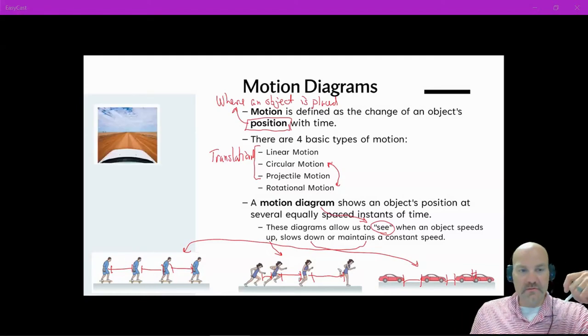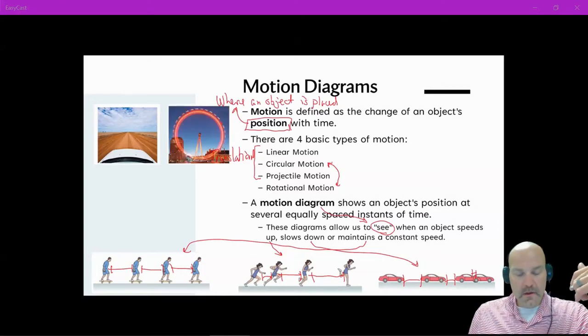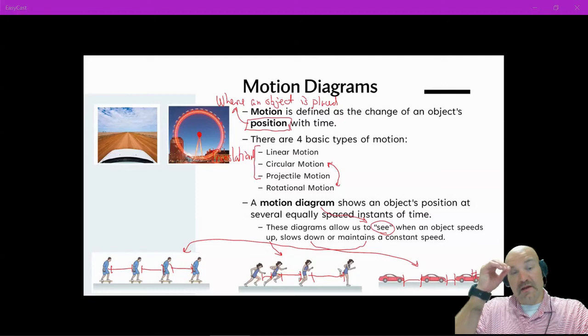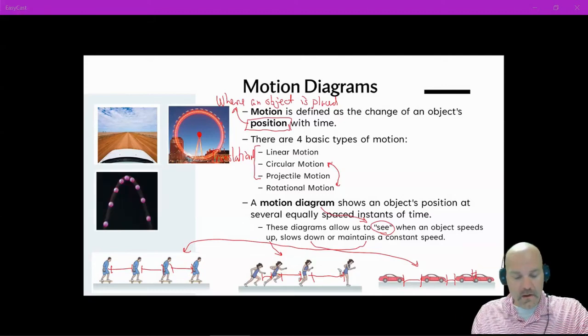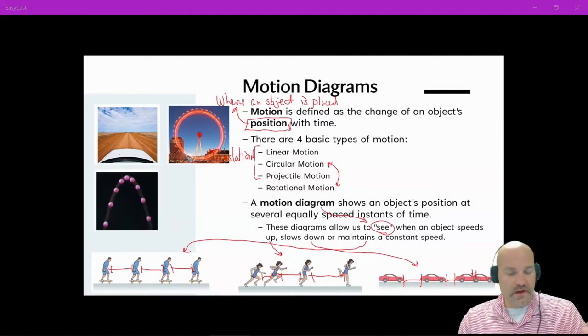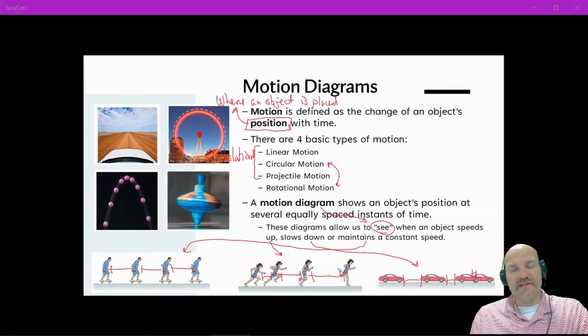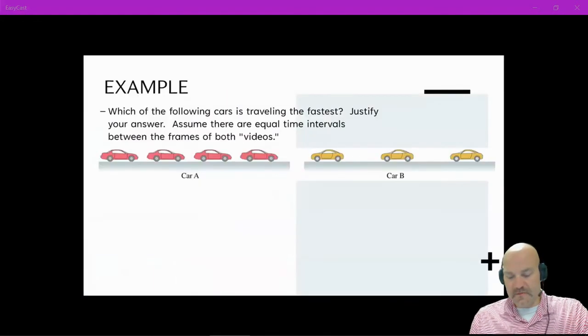Now, again, the four types of motion. We focus on linear motion, which is straight line motion. Circular motion is when objects essentially revolve about an axis. Projectile motion would be like shooting a basketball, kicking a soccer ball, or kicking a football, and you'll see different instances of that. And finally, rotational motion, which means the object rotates about its center of mass. Those are our four types of motion.